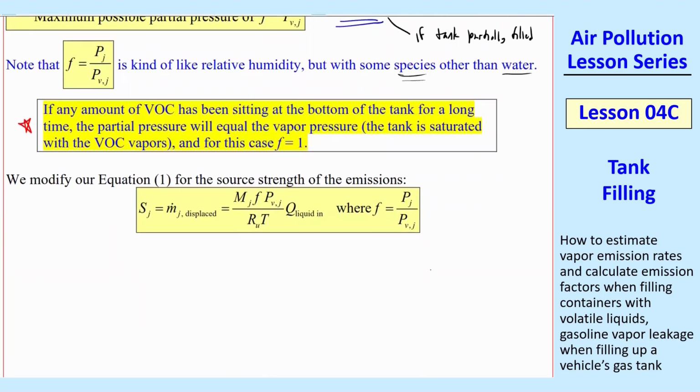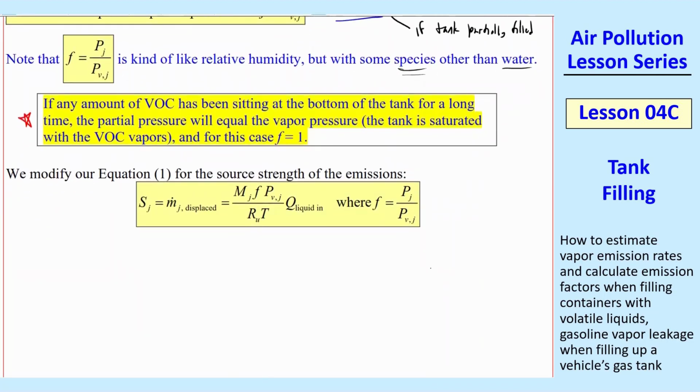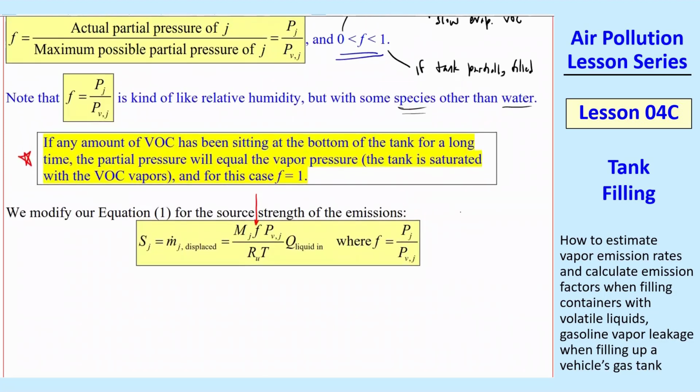So the source strength, or the m_j, is here. The only difference between this and the previous equation is we threw that F in there. It's just a fudge factor. Instead of P_j, we put F times PV_j, since P_j is equal to F times PV_j from this equation. So this is the more general equation that we'll use for these kind of problems. The thing that remains then is to figure out what F is.